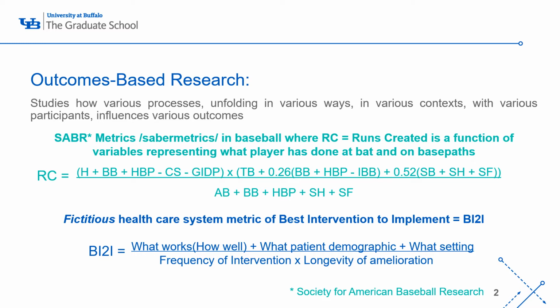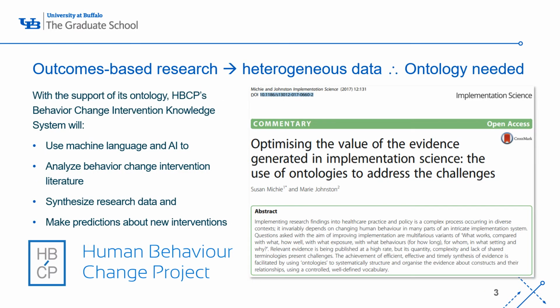We provide a hypothetical example analogous to sabermetrics. Our fictitious measure, best intervention to implement, integrates data on real variables of consideration. By their nature, outcomes-based research projects deal with very large sets of heterogeneous data. The more comprehensive the project, the larger the data set and the greater its heterogeneity.